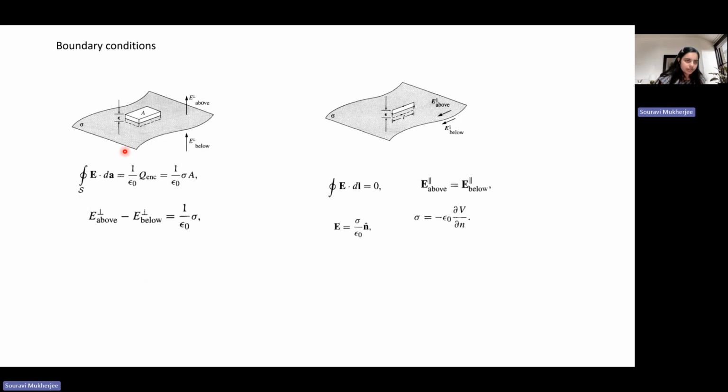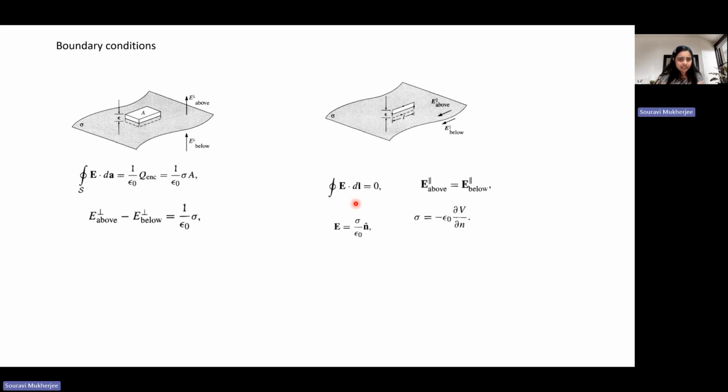Suppose you have a sheet with some surface charge density sigma. From Gauss's law, you can tell that if there's a non-zero surface charge density sigma here, then the perpendicular components, E above and E below, are discontinuous, and the discontinuity is given as sigma by epsilon naught. You can consider a pillbox and use Gauss's law to get to this boundary condition.